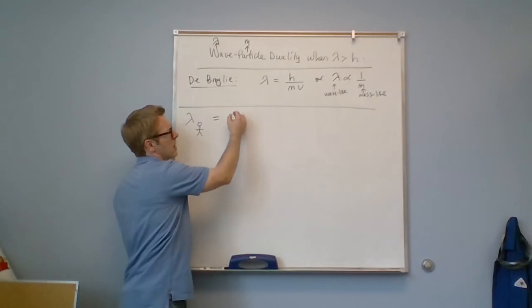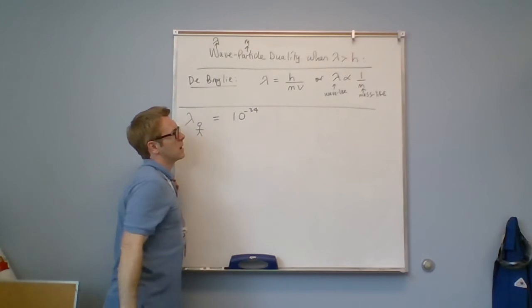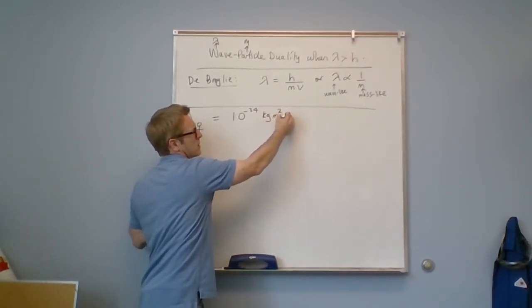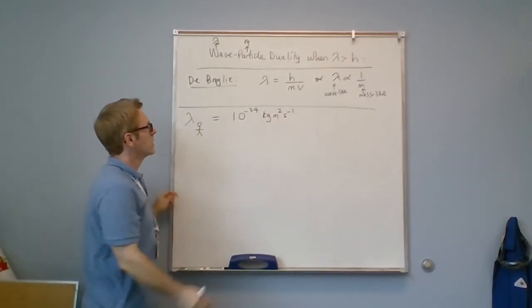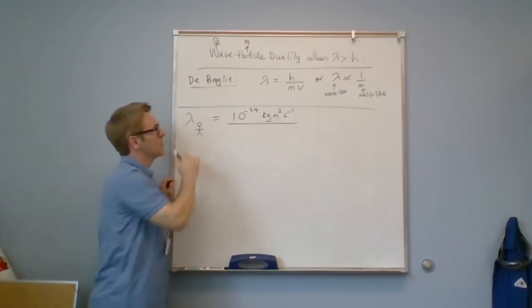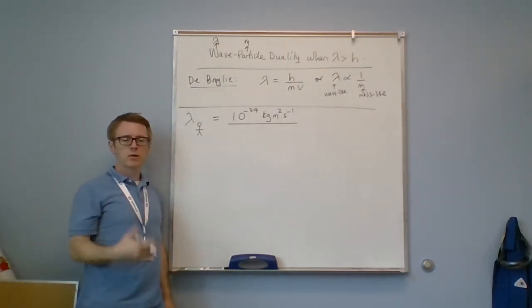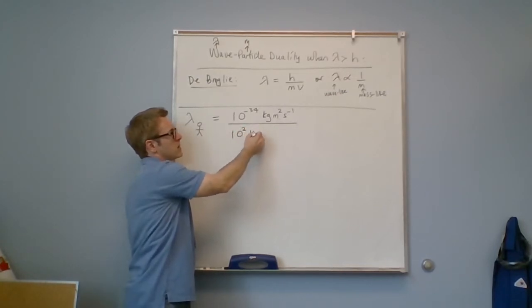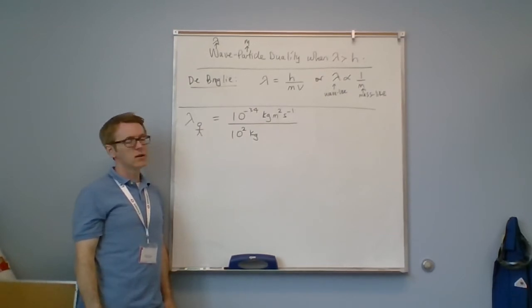So h has a size of roughly 10 to the negative 34 in units of kilogram meter squared per second. So it's a very, very small number. The mass of a human, let's say roughly 70 kilos, but because we're doing a rough calculation, we'll say it's roughly 10 to the 2 kilograms. So 100 kilos would be a large human, but we'll just do an order of magnitude.